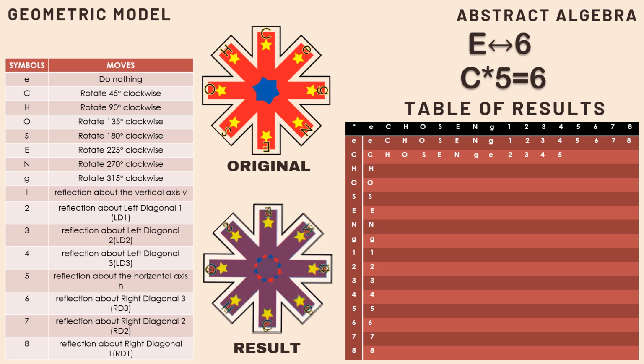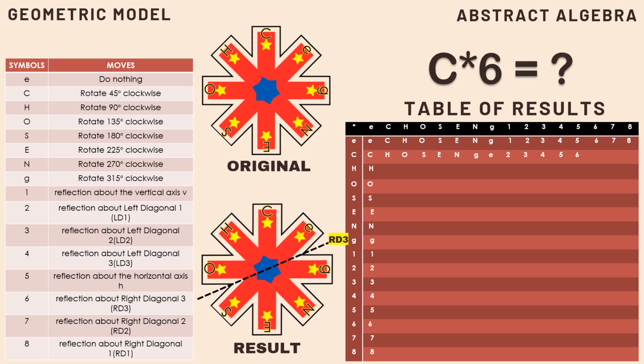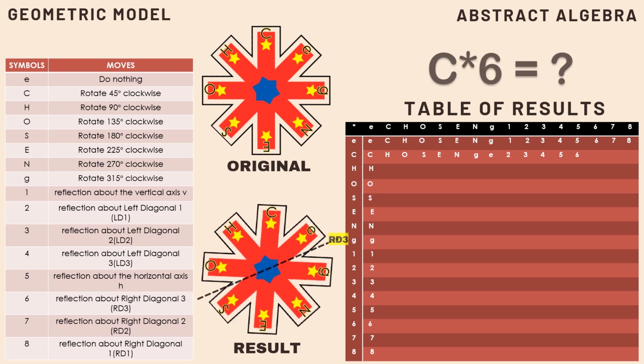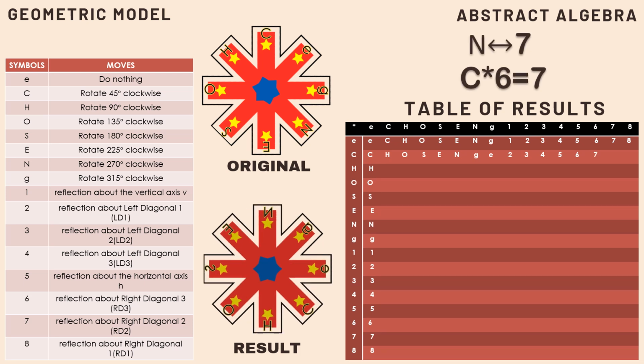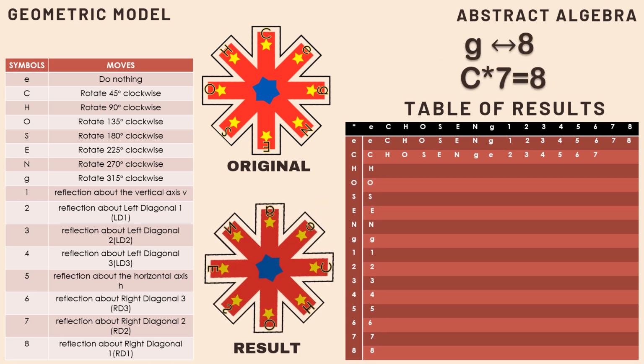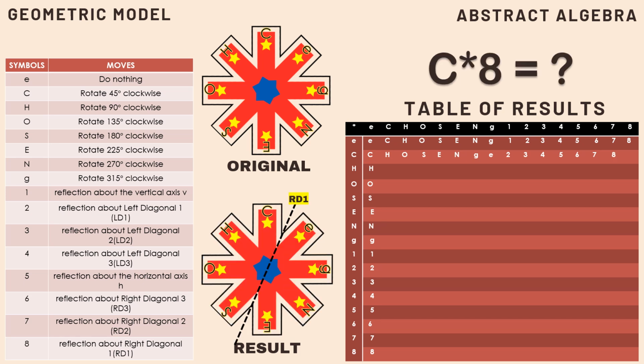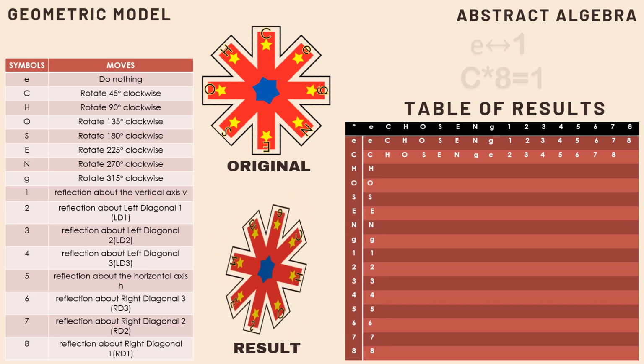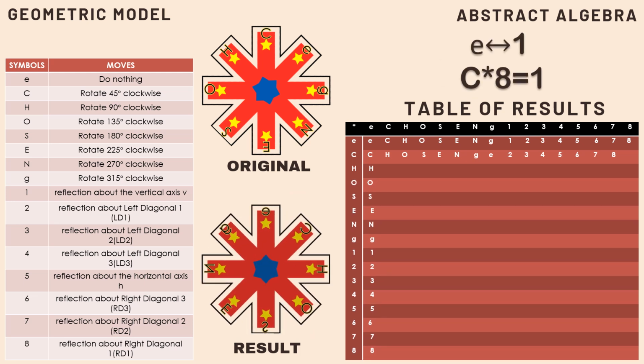Since E maps to 6, then C star 5 is 6. Next, C star 6. Since N maps to 7, then C star 6 is 7. Next, we have C star 7. Since G maps to 8, then C star 7 is 8. Next, we have C star 8. Since E maps to 1, then C star 8 is 1.